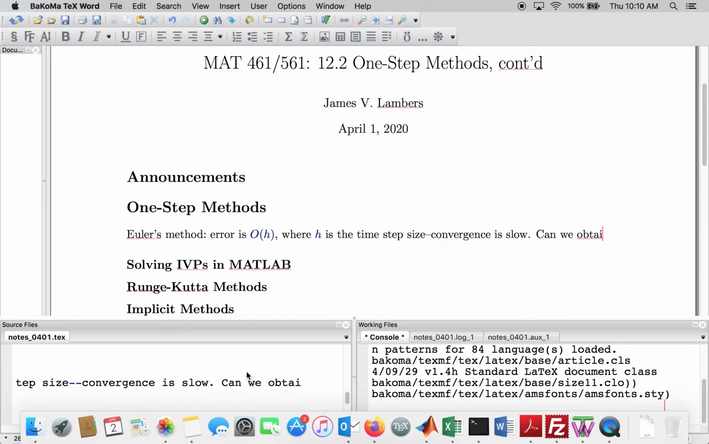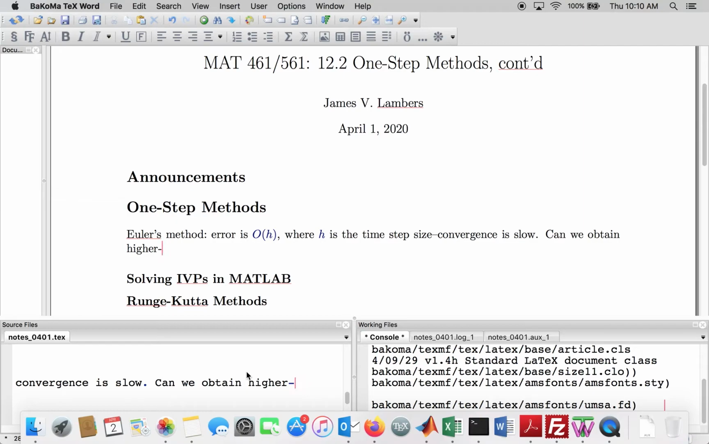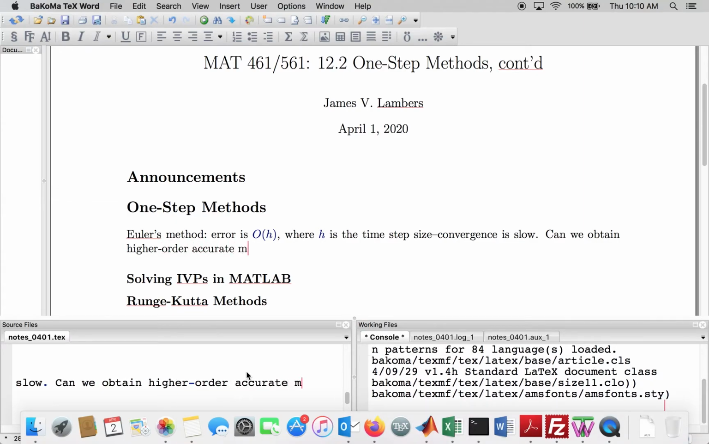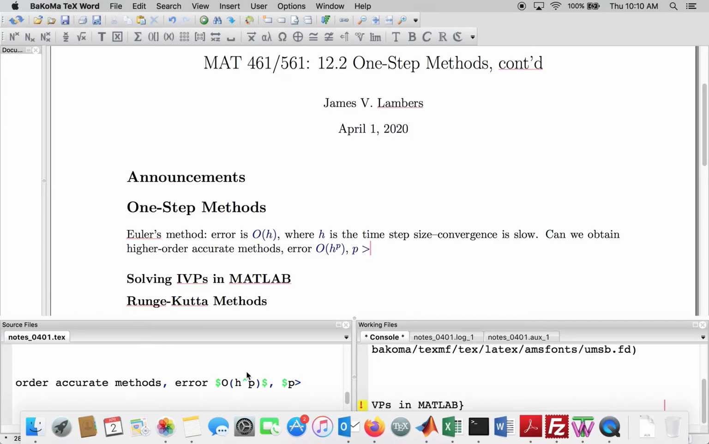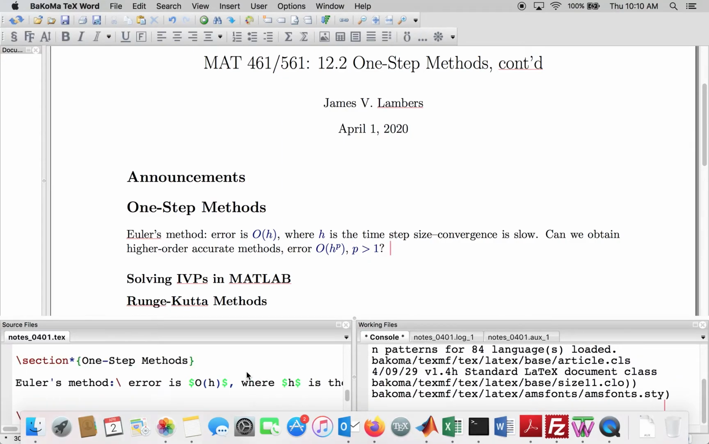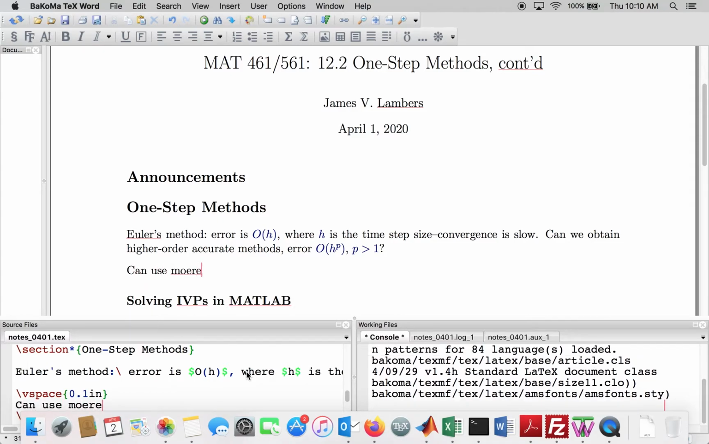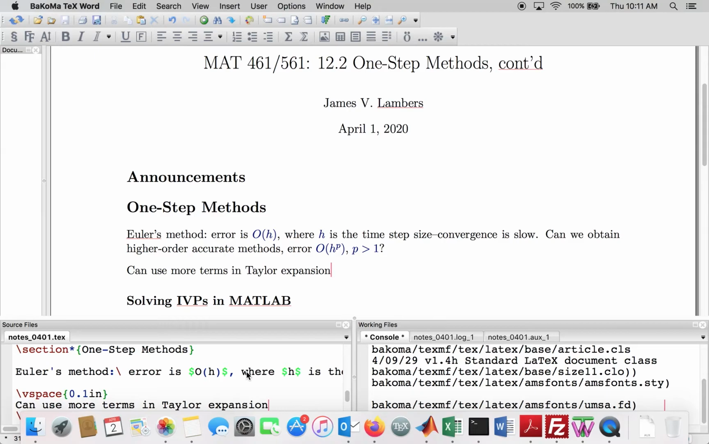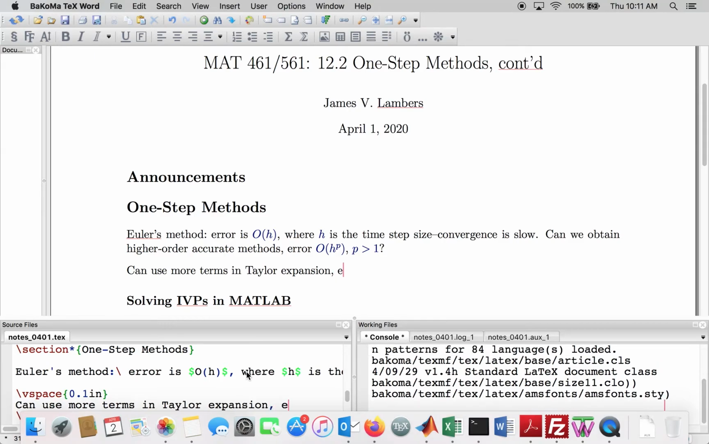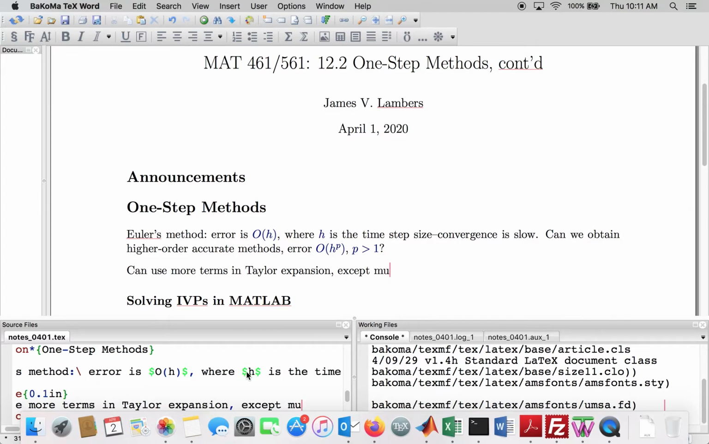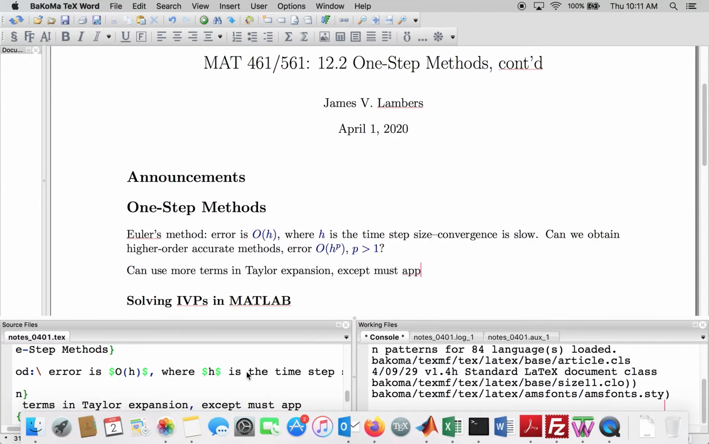Can we obtain higher order accurate methods, where p is greater than 1? Now there's one approach that can be used to obtain higher order methods. We can use more terms in a Taylor expansion. Euler's method used only the first two terms in the Taylor expansion, so we could go ahead and use more terms. But the difficulty with that is we have to approximate.